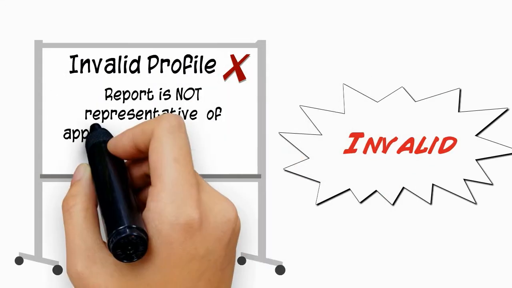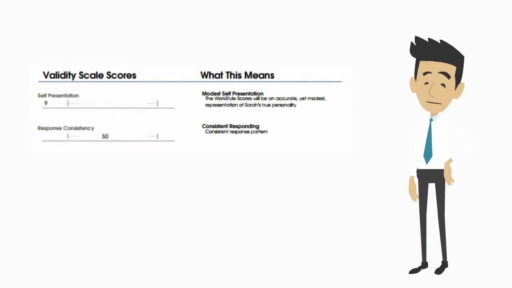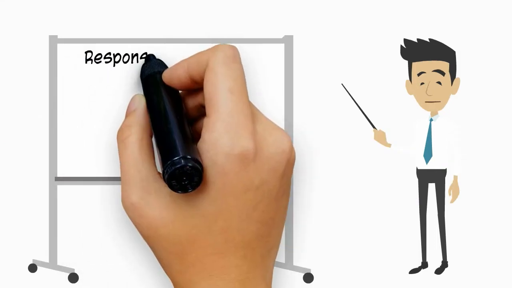An invalid profile, on the other hand, is not interpretable because the applicant was not representing him or herself accurately, honestly, or consistently, and therefore the report is not representative of who the applicant really is. So how does the system know if it's valid or invalid? Well, it's these 2 scales, the self-presentation scale and the response consistency scale. Let's first take a closer look at the response consistency scale.